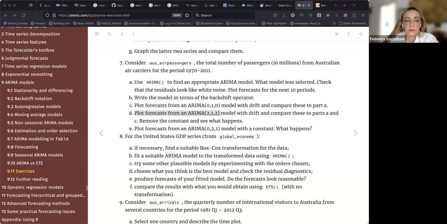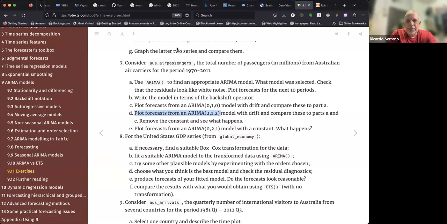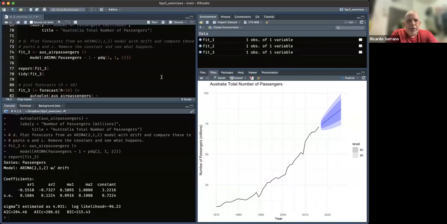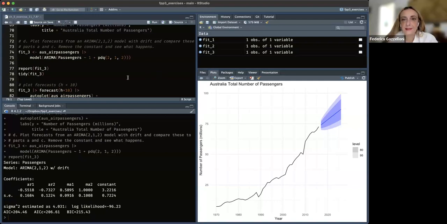Sorry, are you sharing the screen? Yeah, I think so. Why? Yeah, it says you are screen sharing. You're sharing the book page, is that right? Okay, the book page is here. Yeah, I see just the book page. Okay, let me stop. Let me go back here. Can you see the R screen? Yes. Okay, now I see.